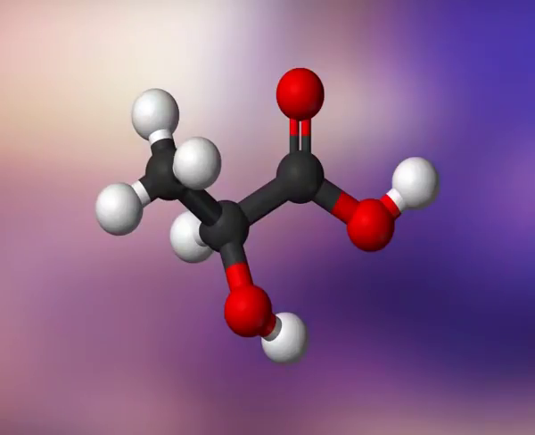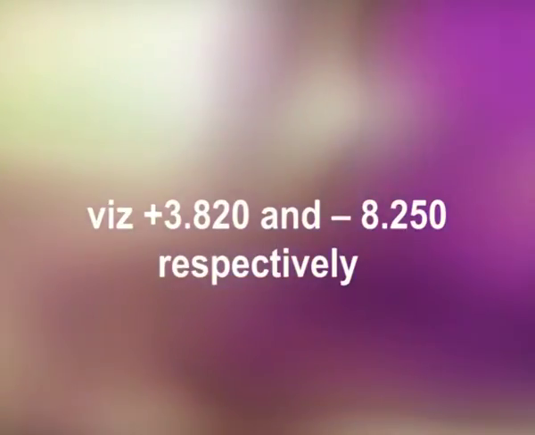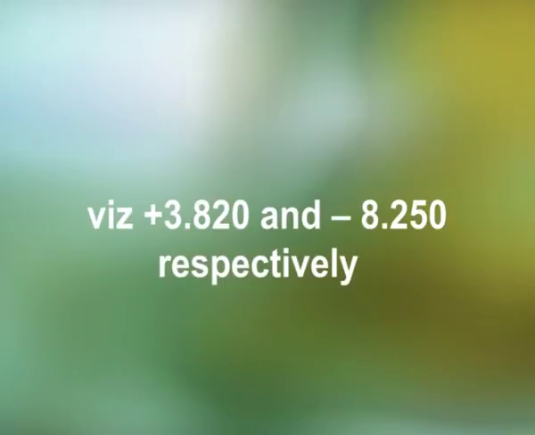It must be very clear to the reader that there is no significant relation between the sign of rotation and the configuration of the enantiomer, because a compound and its derivative having the same configuration may have a different sign of rotation. It may be levo or it may be dextro. Likewise, it has been observed in lactic acid and its ester. Although the configuration is the same, they possess opposite signs of rotation, which has been visualized as plus 3.820 and minus 8.250 respectively in lactic acid.